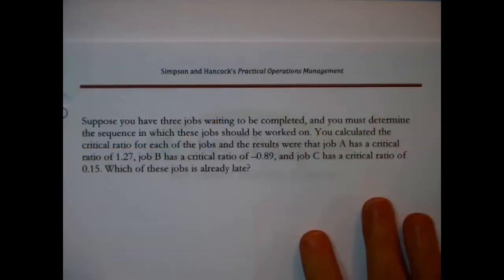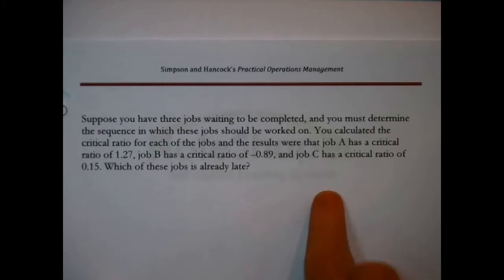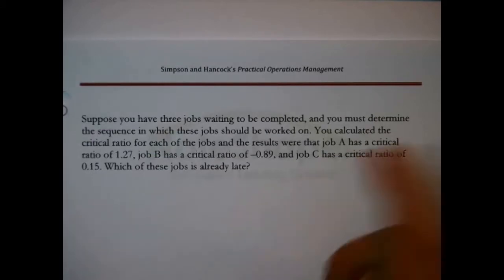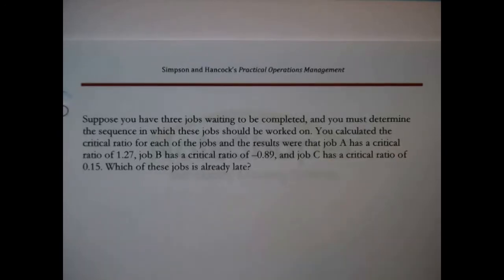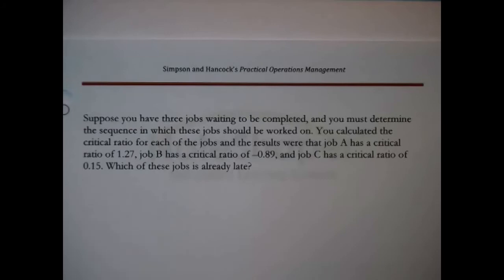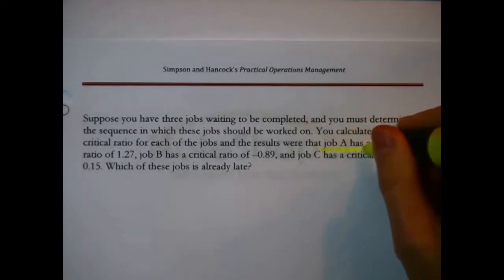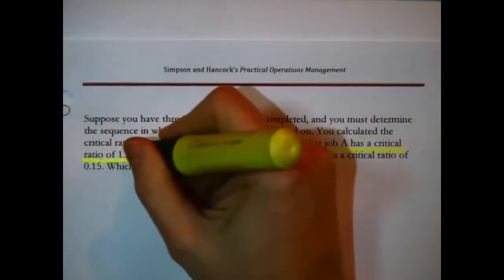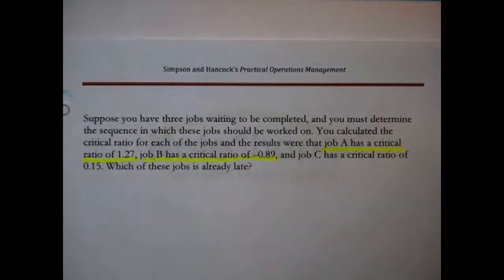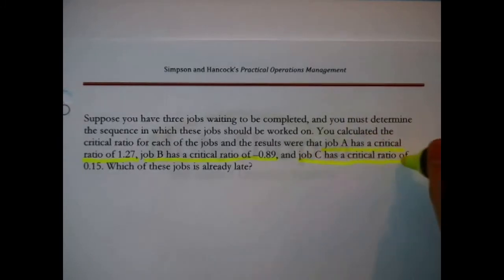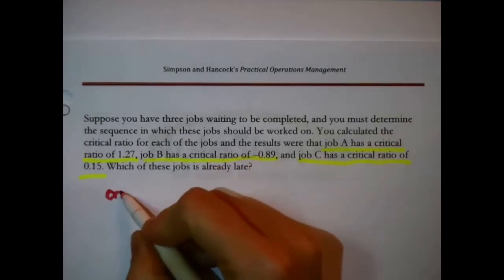Let's take a look. Suppose you have 3 jobs waiting to be completed, and you must determine the sequence in which these jobs should be worked on. You've calculated the critical ratio for each of these jobs, and the work's already done. Job A has a critical ratio of 1.27, Job B has a critical ratio of negative 0.89, and Job C has a critical ratio of 0.15.